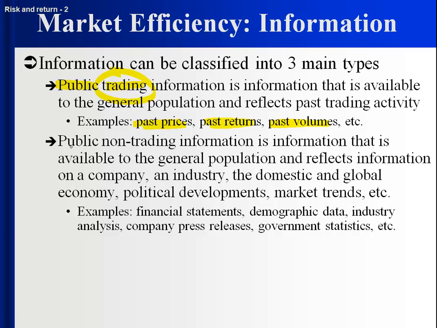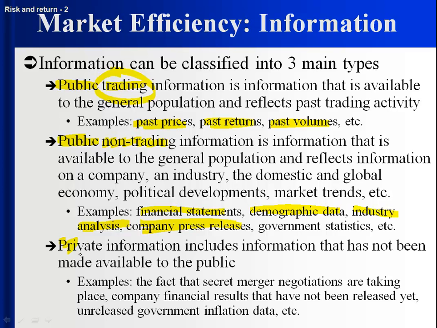The second type of information is public. So again, it's out there. And we call this non-trading information. So this would essentially be all other public information. These are things like financial statements, balance sheets, income statements, statements of cash flow for particular companies, demographic data that's obtained in government reports, industry analysis. A lot of times, reports are done that cite different statistics on market shares and things like that. Company press releases where companies announce their intentions to expand or their profits or things like that. And so this is public non-trading information.